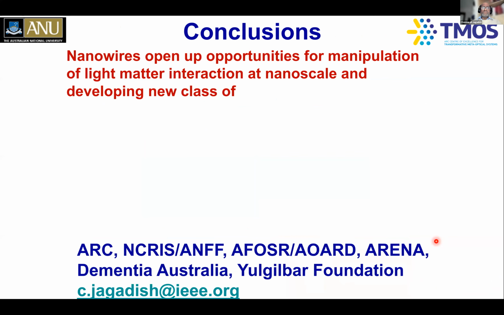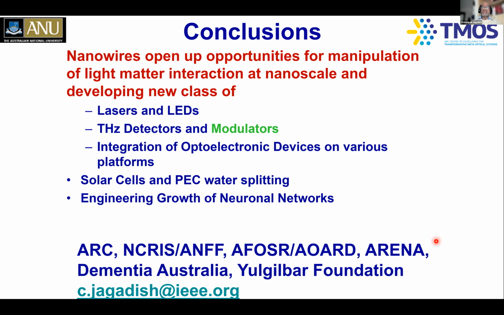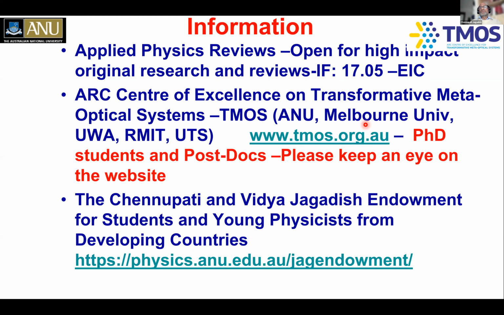With that, let's conclude. The nanowires open up opportunities for manipulation of light-matter interaction at the nanoscale, developing a new class of lasers, LEDs and terahertz detectors. I didn't have time to talk about terahertz modulators, but we published this work, and you can look it up. Also integration of optoelectronic devices on various platforms, using nanowires for solar cells and PEC water splitting, and engineering the growth of neuronal networks. It's really an exciting time for us, and there's still a lot to do, though we've been working in this area for about 15 years now.